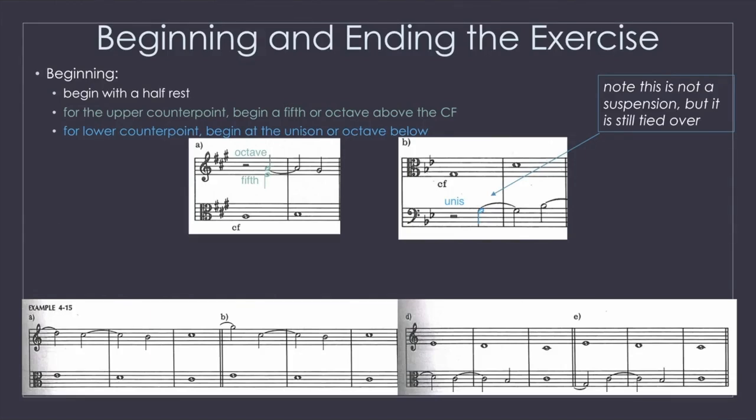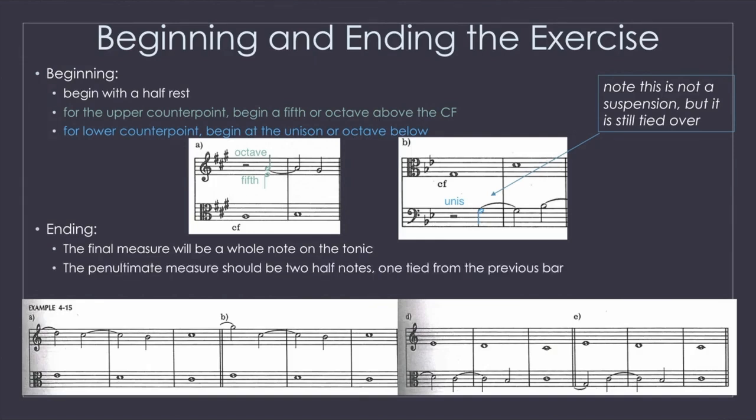And now let's look at some principles of how to end things. The final measure is always going to be a whole note on the tonic. That's the same exact thing we've had with all of our species counterpoints so far. The penultimate measure, second to last measure, should always be two half notes. One is tied over from the previous bar. So you can see that resolving to an octave, suspending, and resolving into a previous bar.